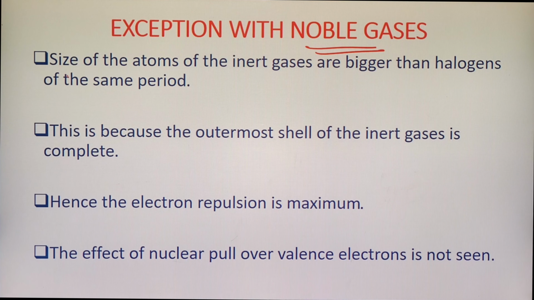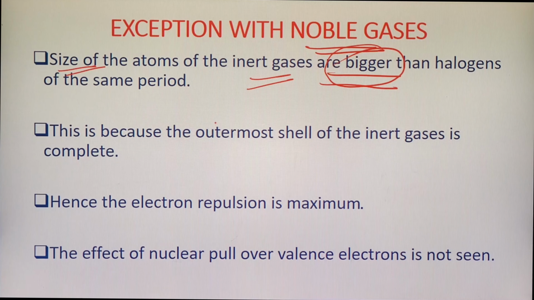Okay, so size of the noble gases. We know noble gases come at the end of the period, but they are much bigger as compared to all the other elements of the periodic table. So please remember this: the size of the atoms of the inert gases is bigger. Actually, if the trend was followed, noble gases should have got the smallest size, but that does not happen here. You have to remember inert gases are comparatively bigger as compared to the halogens.